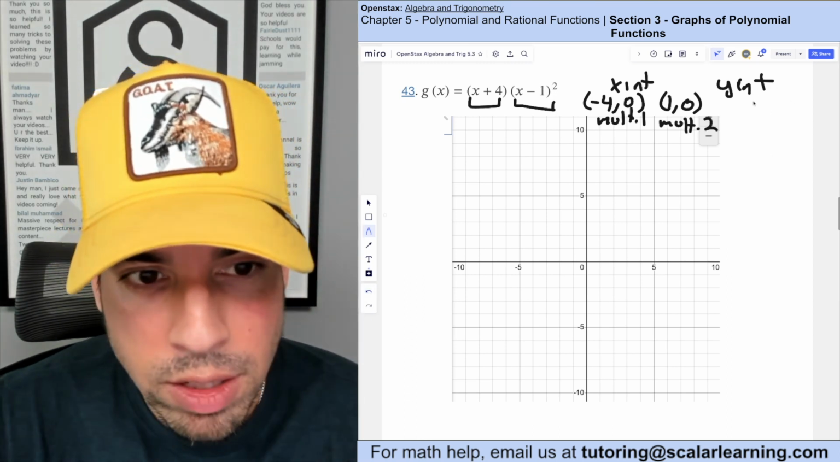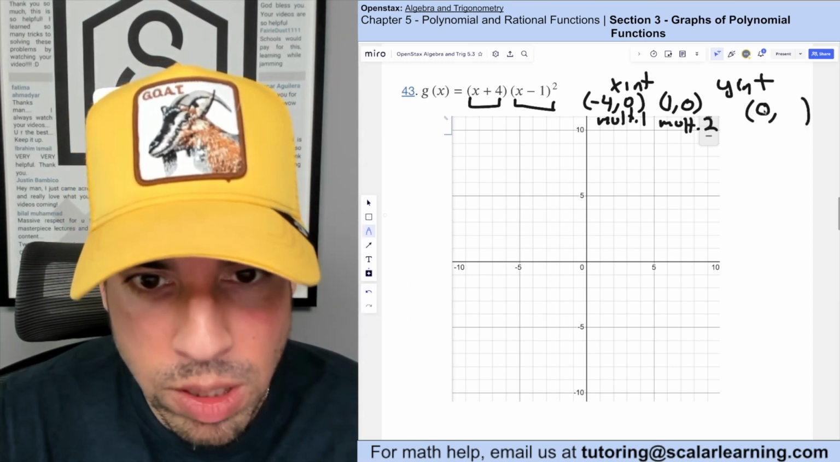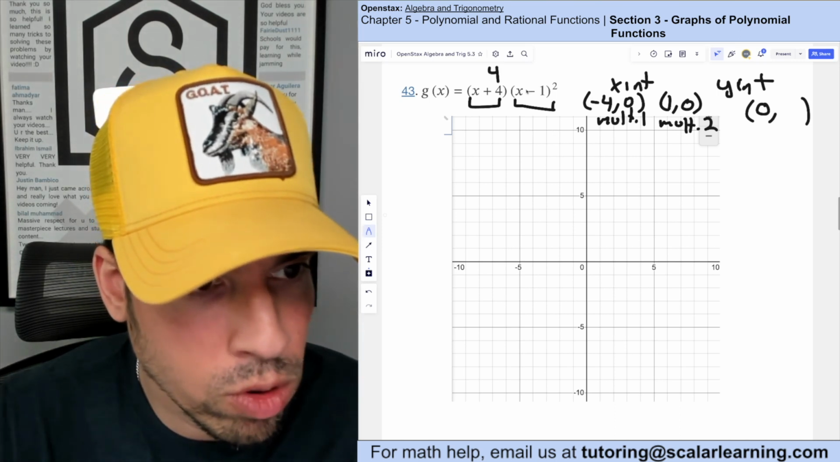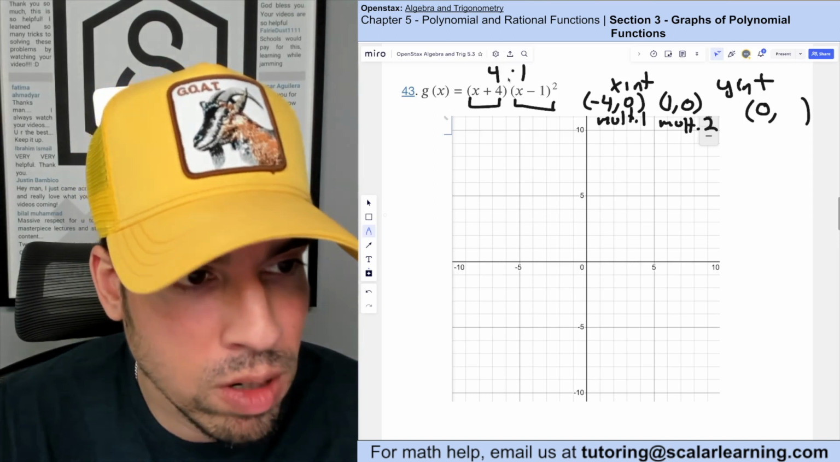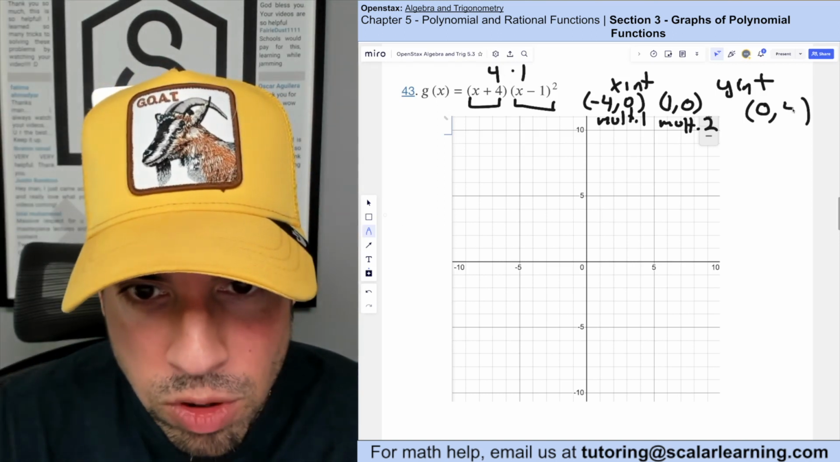Next, we find the y-intercept. That's when x equals 0. So we're going to plug that in. 0 plus 4 is 4. 0 minus 1 is negative 1. But when you square it, it's positive 1, and then 4 times 1 is 4, so there's my y-intercept.